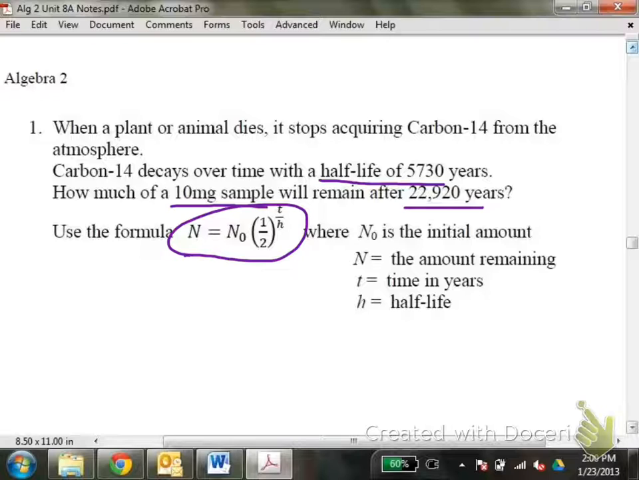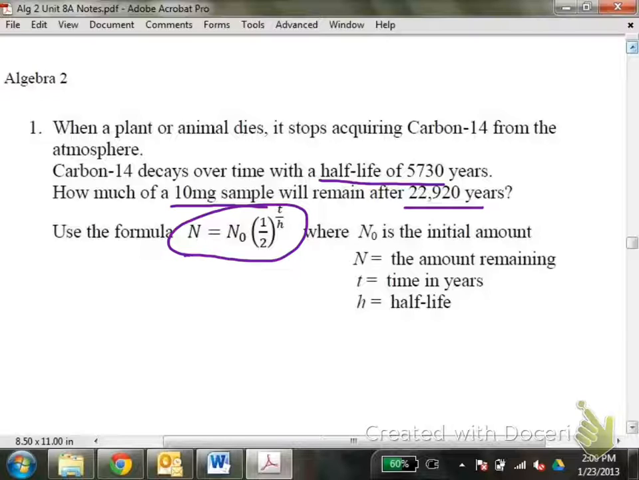T is the time in years, they gave us that. And H is the half-life. Okay, so like I told you, the formulas are basically the same. Exactly what I wrote down just a second ago for you. Sometimes the variables change depending on what it is we're talking about, who's giving the formula, who's doing the study. But the formula is the same. The only thing that changes occasionally are the variables.